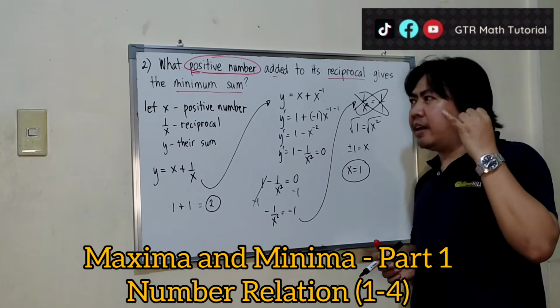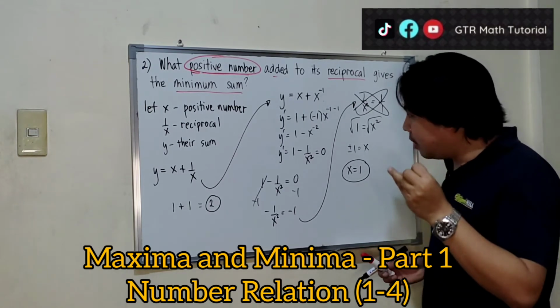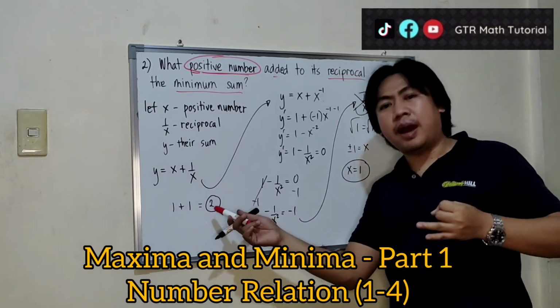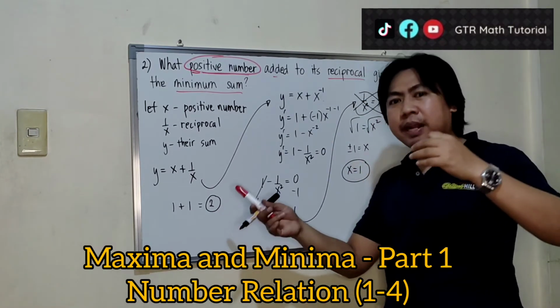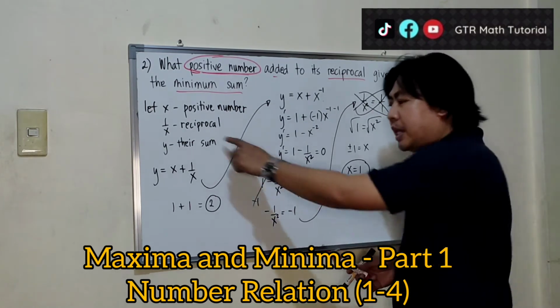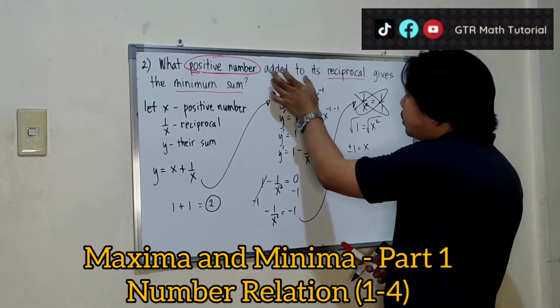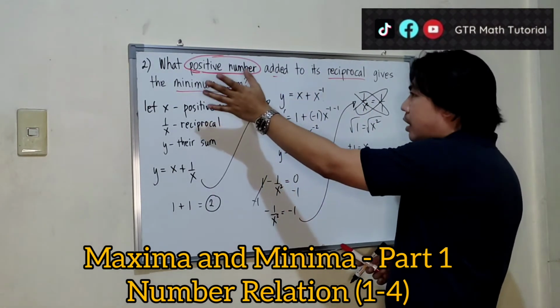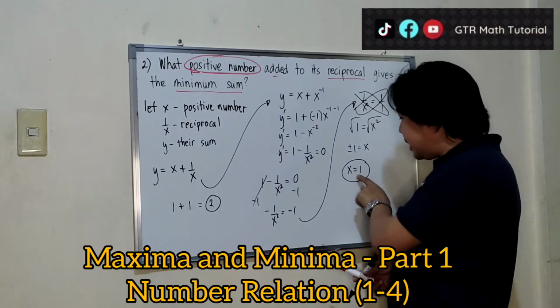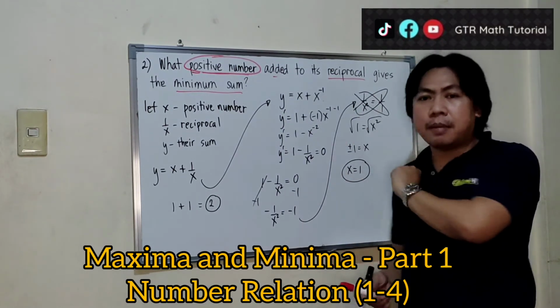Kapag 3, 3 and 1/3. Kapag 5, 5 and 1/5. So, mas malaki sa 2, di ba? And then, we have 2/3, mas malaki pa rin sa 2. Fraction yung naging sagot natin, di ba? Na mas malaki pa rin sa 2. So, the minimum sum is 2, and the positive number that will be added to its reciprocal that will give the minimum sum is when x equals 1. Okay, so the answer, the positive number, is 1.